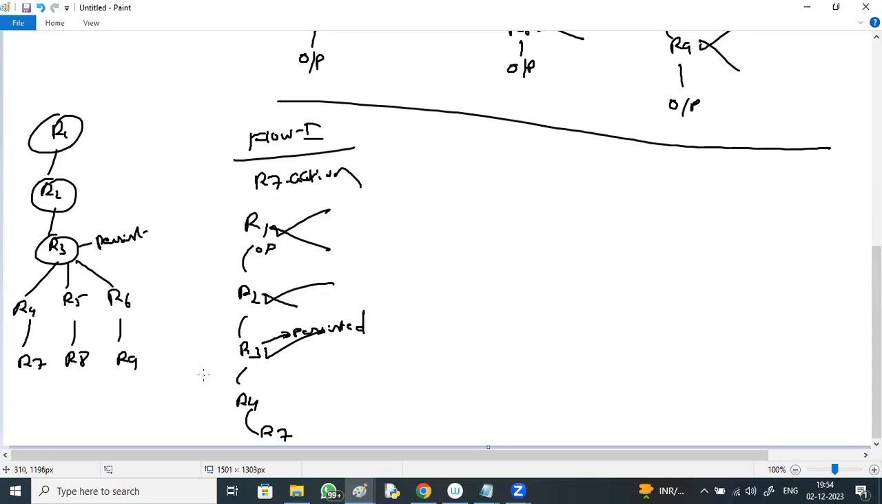Persisted means making that RDD available in the RAM permanently. Even though the next RDD is ready, this R3 won't be removed from the RAM. When R7 is ready, R4 gets removed. Once the output is collected, R7 is removed.